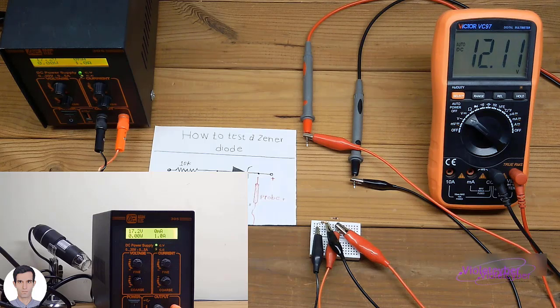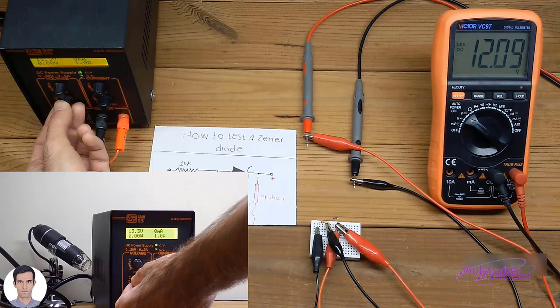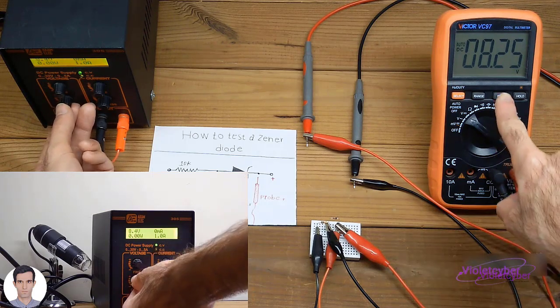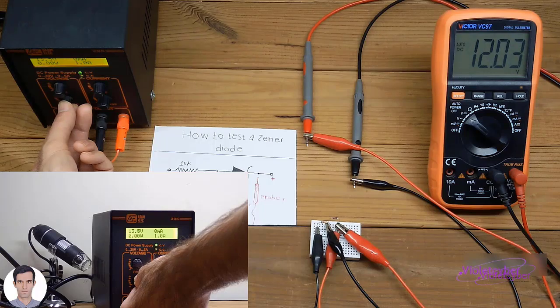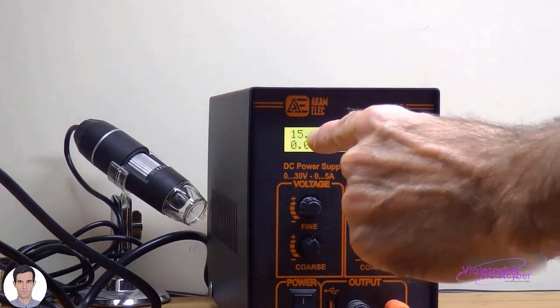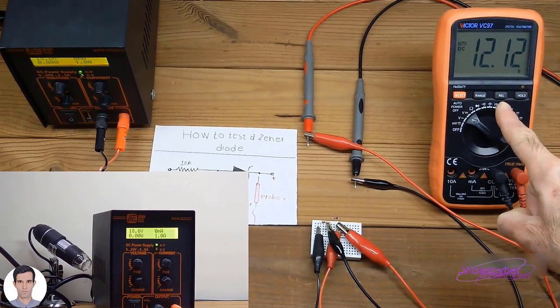Pay attention, I will lower the power supply voltage back to 8 volts, and I will start increasing the voltage again, which you can see on the multimeter as well. Even though I increased the voltage again, and even reached 18 volts, you can still see that the multimeter reads 12 volts. This voltage across the Zener diode does not go higher than 12 volts. So from this test, we determined that the operating voltage of this Zener diode is 12 volts.